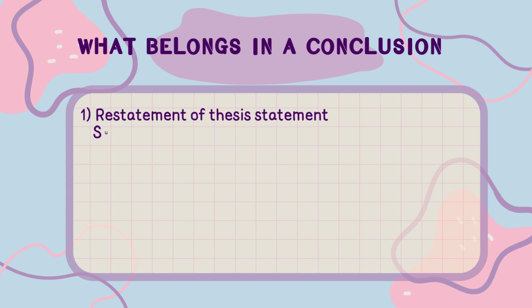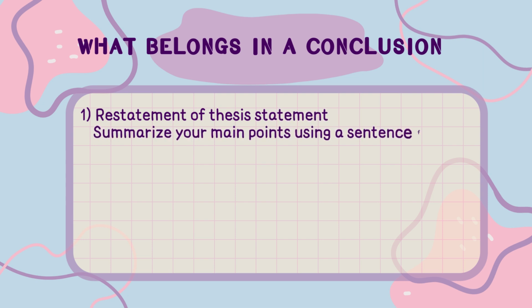The first thing you want to do in your conclusion is restate your thesis statement. In your introduction, you have told your reader exactly what this essay is about in this thesis statement in 1 or 2 sentences, correct? Now, in your conclusion, the first thing you want to do is restate that. You don't want to repeat it, you want to restate it.